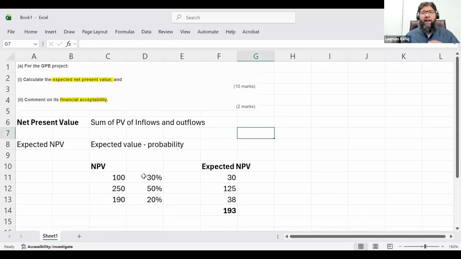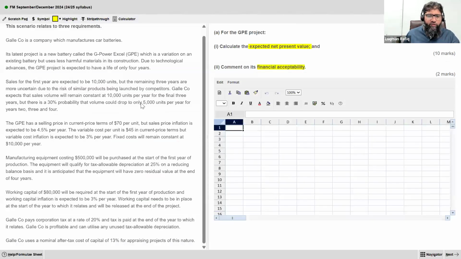Now, what have we done? We have applied the probability calculations to it, and we have got an expected value that's called the expected net present value. Now, let's move a bit forward and try to do this specific question.